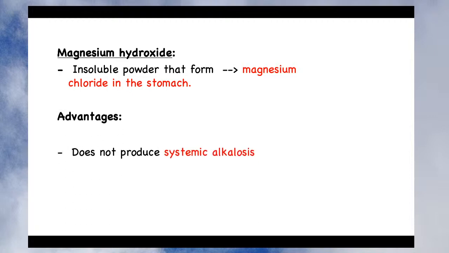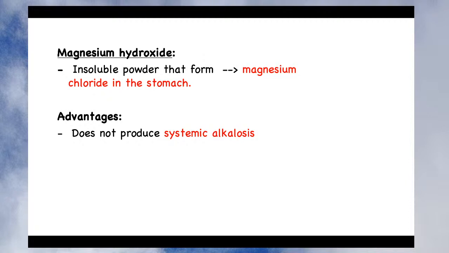The advantage of magnesium hydroxide is it does not produce systemic alkalosis, because the problem with all the alkaline drugs is that when they go into your systemic circulation, they may increase the pH of the blood and may lead to systemic alkalosis, and that is not good and not advisable.